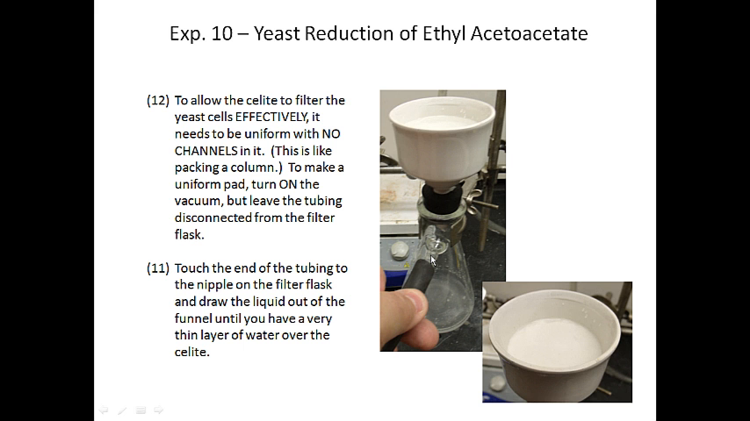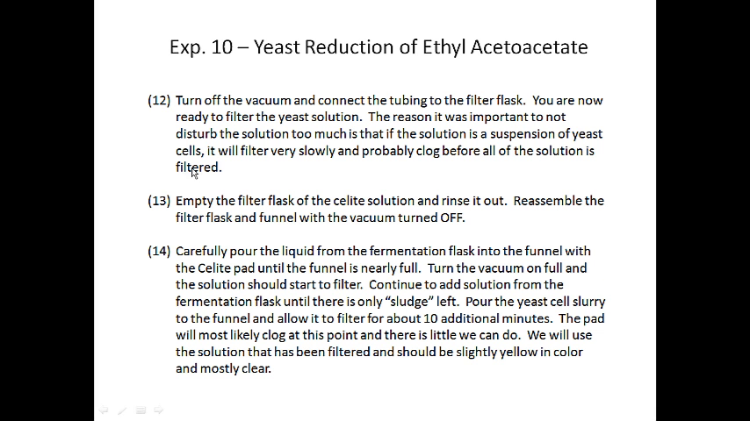Okay, so once you have this pad with a little bit of water on top, you're going to turn the vacuum off and then connect the tubing to the filter flask. Well, actually, you're not going to do that right now. What we want to do is filter the solution through the funnel, through the Celite pad, and we're now ready to do that.